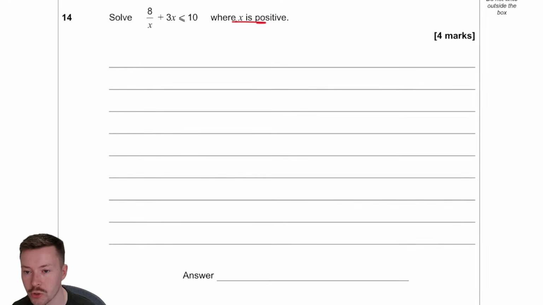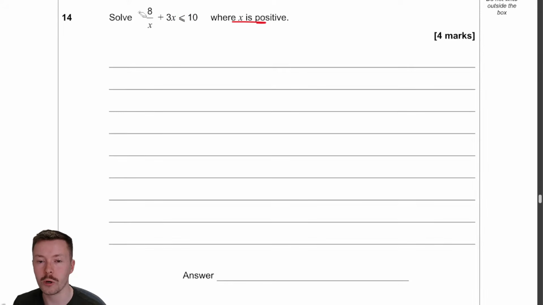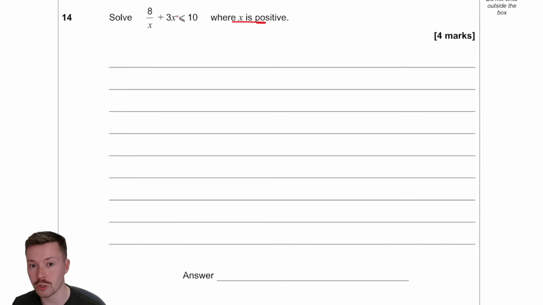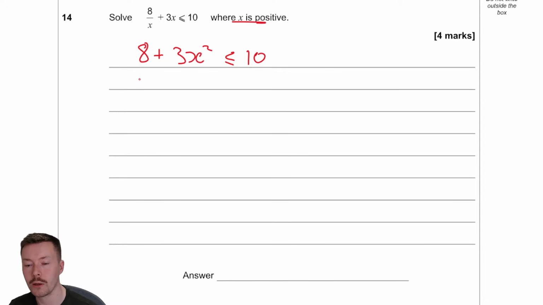Solve this. x is positive. That's important because when we multiply by x, that means this sign doesn't change. If x was negative or you're not sure, then don't multiply, because your sign flips if what you're multiplying by is negative, or dividing by a negative. So 8 plus 3x squared is less than or equal to 10x. Take away the 10x, 3x squared.